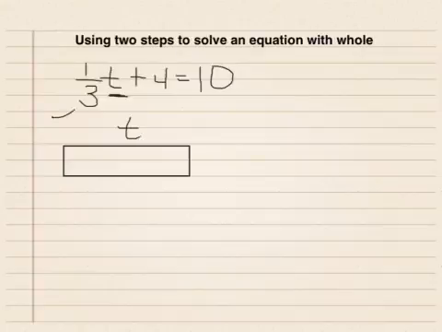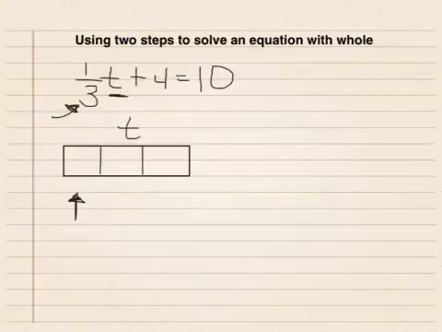Now this tells us that we only have 1/3 of it, so we need to split our t into 3 equal parts. Now we're just going to focus on this 1/3. The problem tells us that once we add 4 to this third, it's going to equal 10.